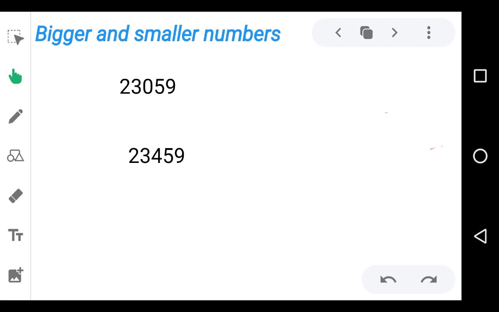So, see here, in this number, the digits on the 10,000 place are same. Here is 2 and here is also 2. They are same. Then we see the digit in the 1000 place. See, here is 3 and here is also 3. They are again same. Then we see the 100 place. Here is 0 and here is 4. So, how is 4 to 0? 4 is bigger than 0. So, this number is the bigger number.